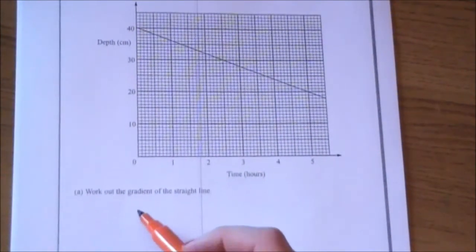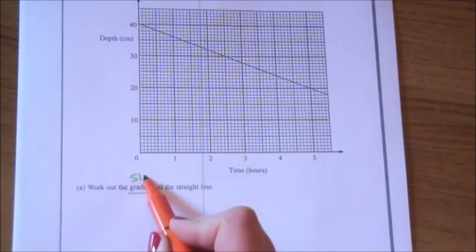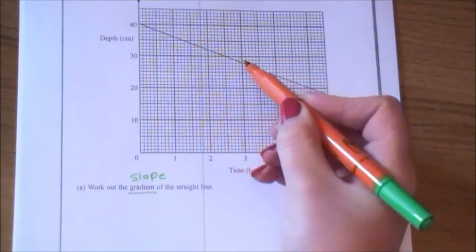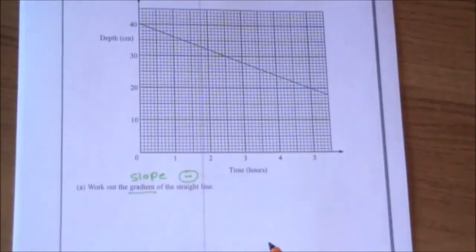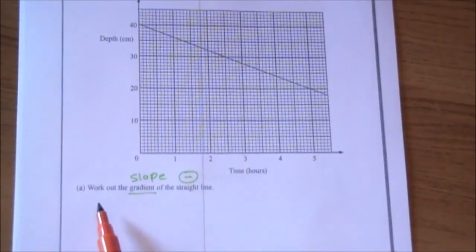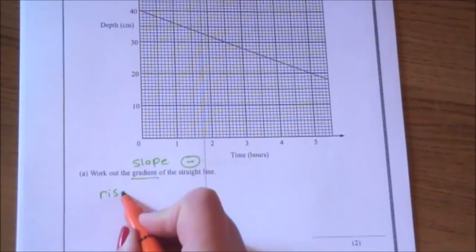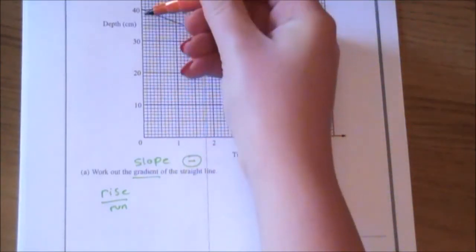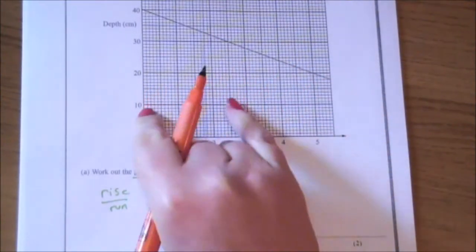Now, the first question wants me to work out the gradient of the straight line. The gradient is the slope. So what's the slope of our line doing? First thing I want to realise here is that my slope is going downhill. That means that my answer is going to be negative, whatever happens. So, to work out the gradient of a straight line, you do the gradient equals the rise over the run. And that is the change in its height divided by the change in its width.